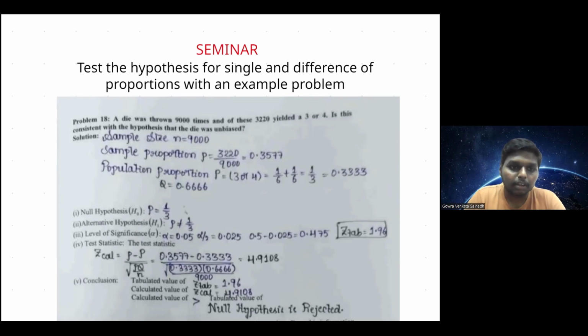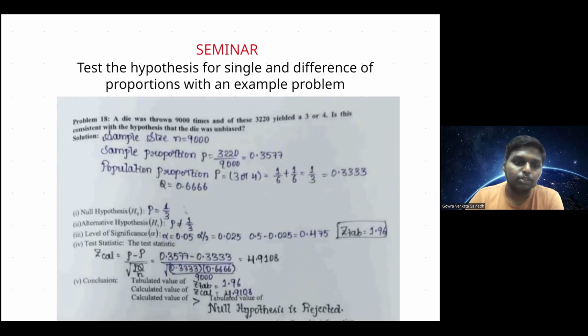It is a two tail test. Okay, now sample size, here we have total size n as 9,000, and the sample proportion is the outcome by sample size. So 3,220 by 9,000, 0.3577. Now population proportion. They say the yielded 3,220 are either 3 or 4. So if we throw a die, for getting a 3 or 4, we have the probability of 1 by 6 plus 1 by 6, that is 1 by 3, and it is 0.33 bar.